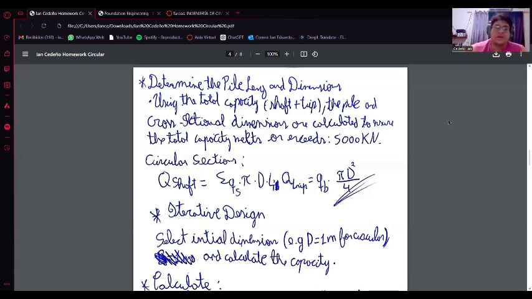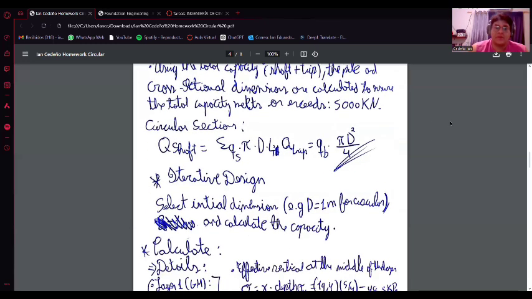5,000 kilonewtons. For the circular section, the shaft capacity Q shaft is the summation of Qs times the perimeter P, times D the diameter, times L the length of the pile, plus the tip capacity. For this, Qb is the tip resistance times pi times the diameter squared, divided by four.